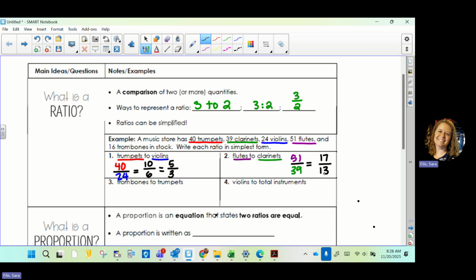Now 17 and 13 do not have a common factor, so I can't go any further. That's as much as I can reduce it.